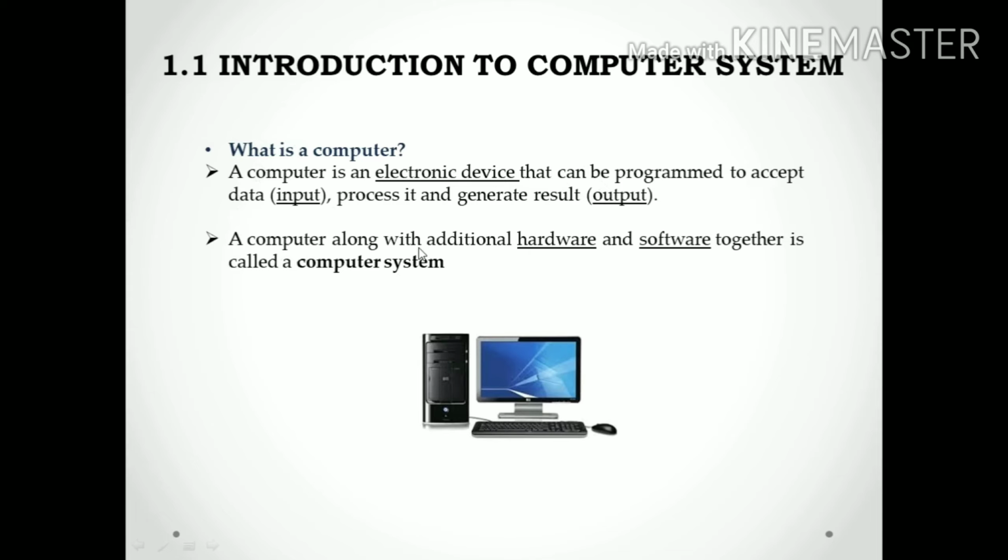Now, what's a computer system? A computer along with additional hardware and software together is called a computer system. So here you can see the image of a computer. Here you can see additional hardware, like you have a CPU here, keyboard, mouse, etc. And there will be software which will be installed inside our computer. So with additional hardware and software together, it's called a computer system.